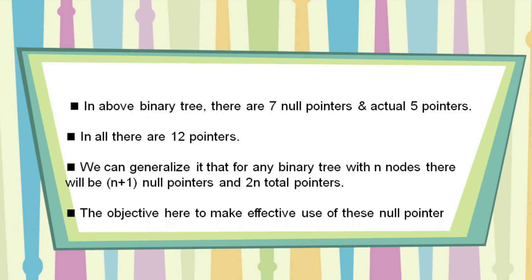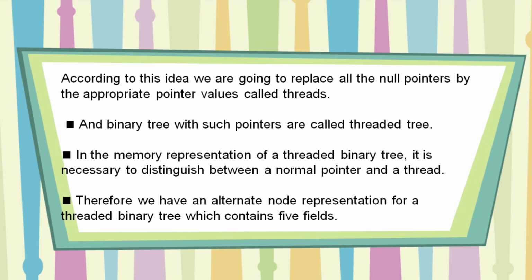These null pointers do not play any role except indicating that there is no link or no child. The objective here is to make effective use of these null pointers. We are going to replace all the null pointers by appropriate pointer values called threads. Binary trees with such pointers are called threaded trees. How do we represent these threaded trees in memory? We distinguish a normal pointer and a thread.